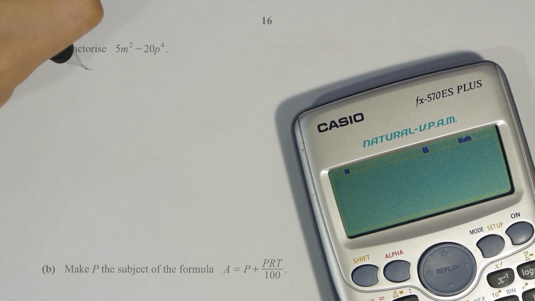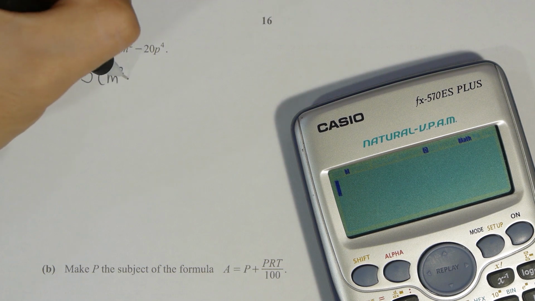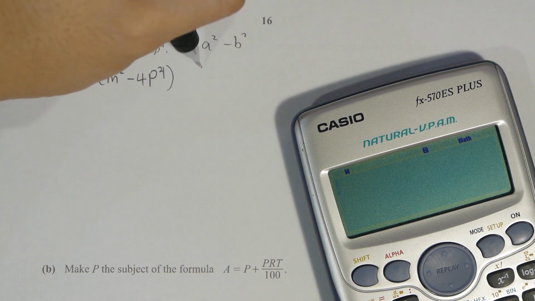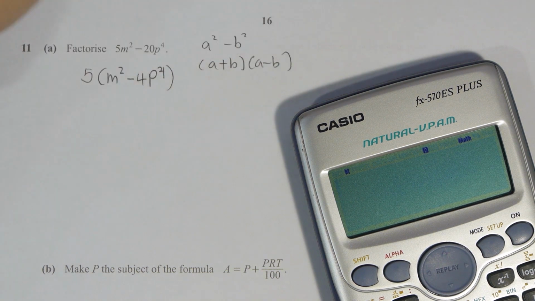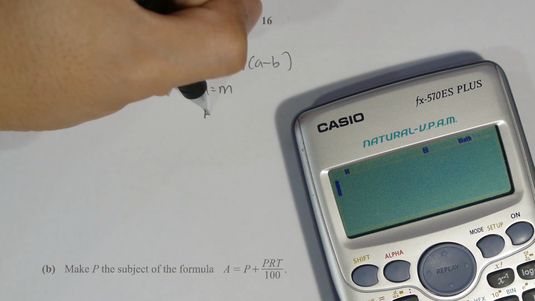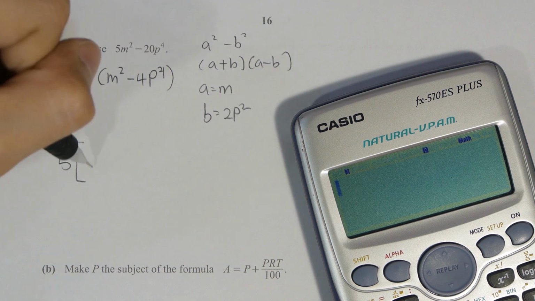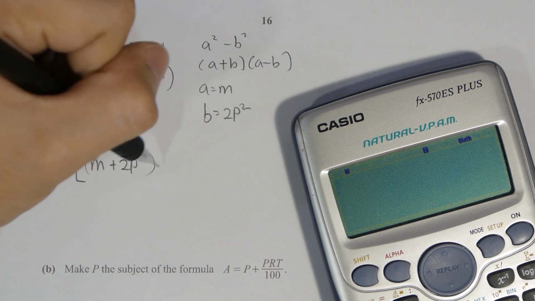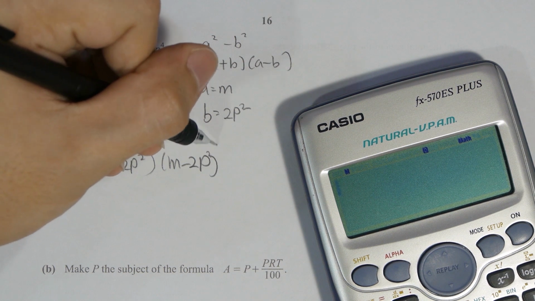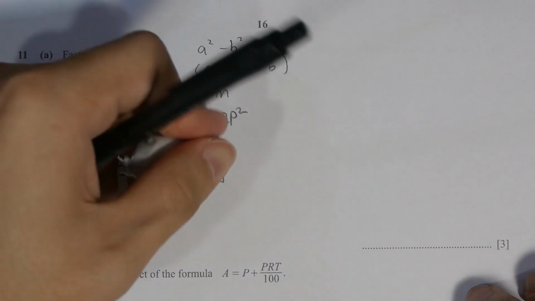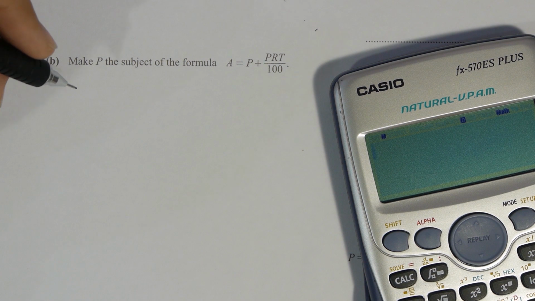Lastly, for question 11. The first thing that I did was to extract 5 from both of the variables. So I have 5 bracket m squared minus 4p to the power of 4. The key formula here was a squared minus b squared, so I get (a plus b)(a minus b). So a's value will be m, and b's value will be 2p squared. So your final result: 5 bracket m plus 2p square bracket, m minus 2p square bracket.